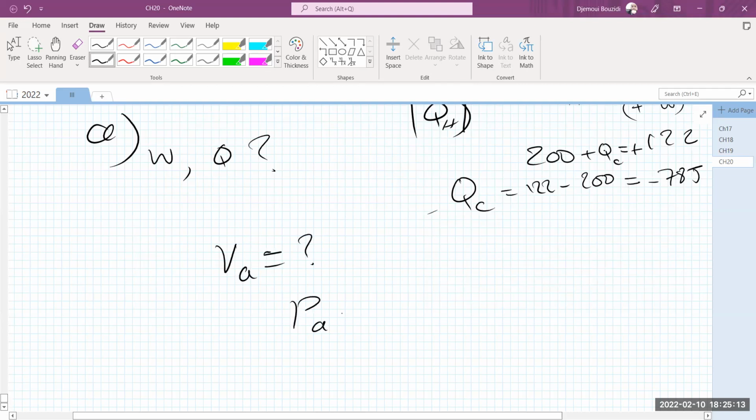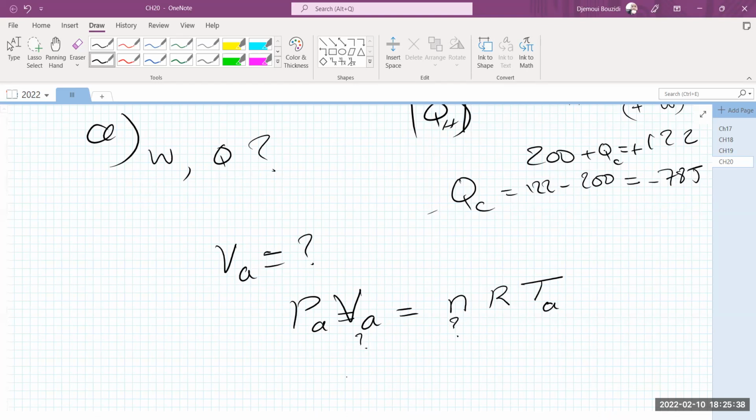Well, we have the pressure. We have the volume. Did they give us N? No. We have R, we have TC, I'm sorry, the temperature at point A. We don't know what N is. We don't know what VA is either. Okay. What else do we know about this problem in here?